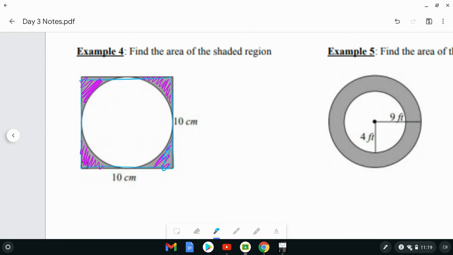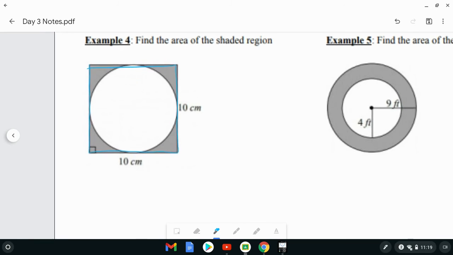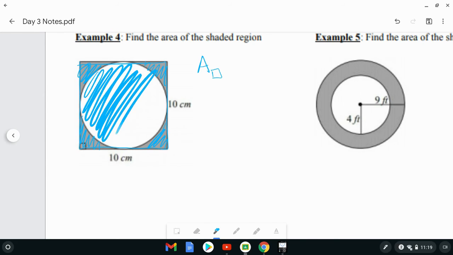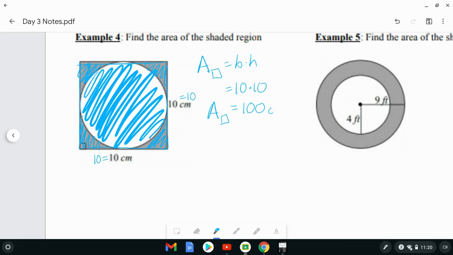So in order to do that, we have to find the area of that full square first. So let's do the area of the square. That's the full part. The area of everything all together is again base times height. Well, the base is going to be 10. The height is also going to be 10 in this case. So we have 10 times 10. The area of the entire square is going to be 100 centimeters squared.